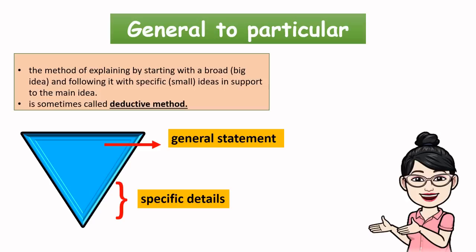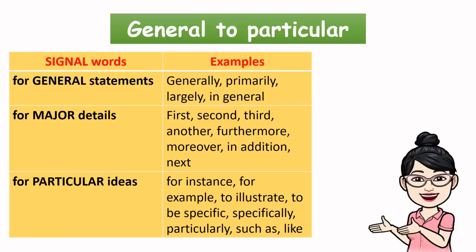General ideas are broad and unspecific statements that need to be explained further. Here are some signal words for general statements and major details. Signal words used for general statements: generally, primarily, largely, in general. Signal words used for major details: first, second, third, another, furthermore, moreover, in addition, next.